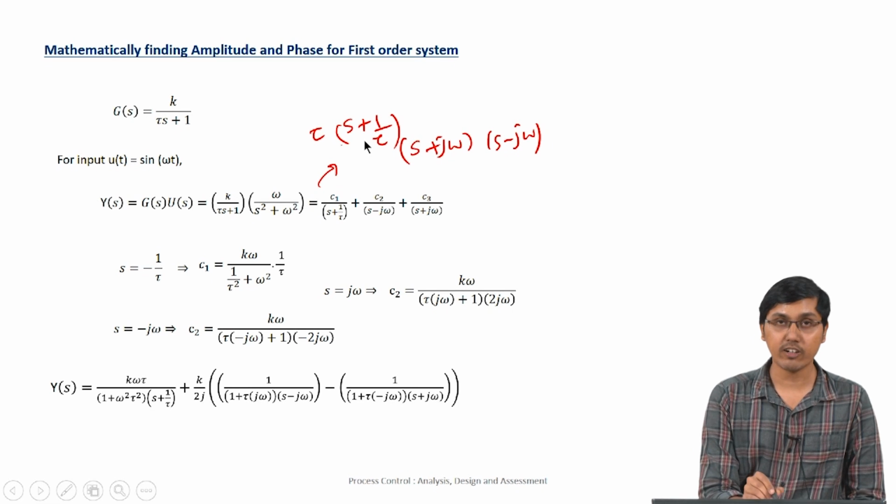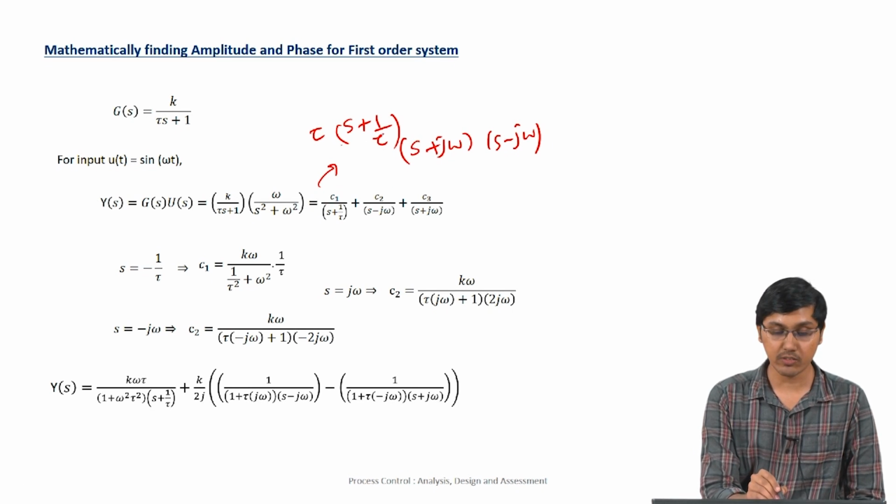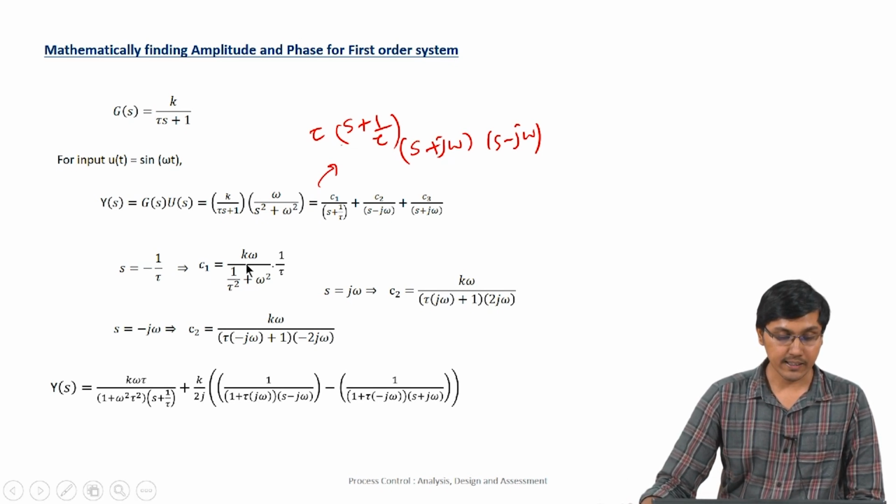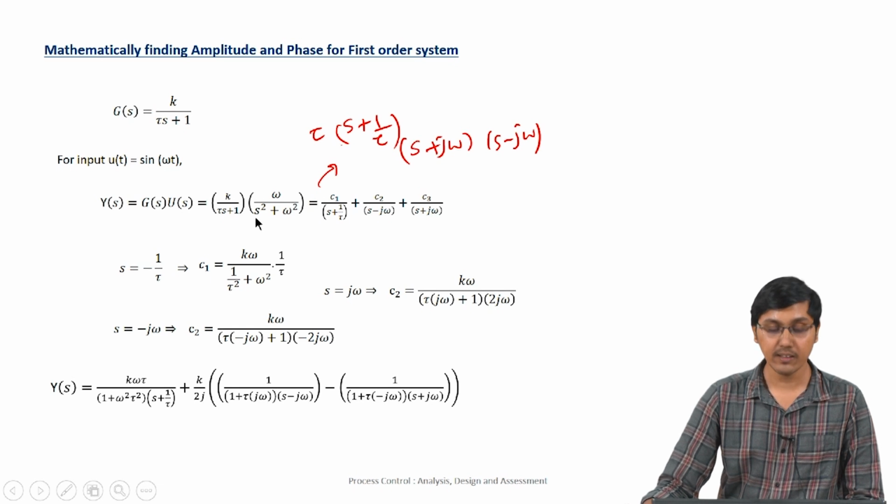And then to find the constants C1, C2, C3, we just substitute the values s equal to minus 1 by tau, s equal to minus j omega, and s equal to plus j omega. On substituting, we find the constant value C1 equal to k. We substitute in this particular equation. So when we substitute s equal to minus 1 by tau and cancel out this particular pole, because we are substituting for that pole, we get k omega, and s is minus 1 by tau, so 1 by tau square plus omega square. This is what we get as C1.